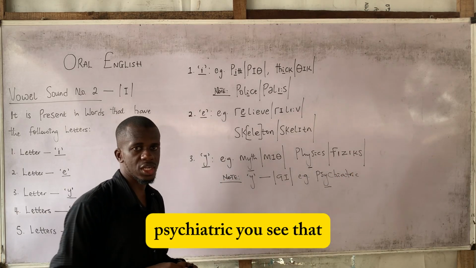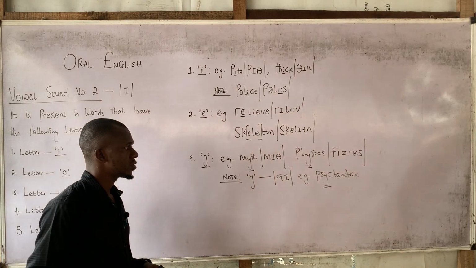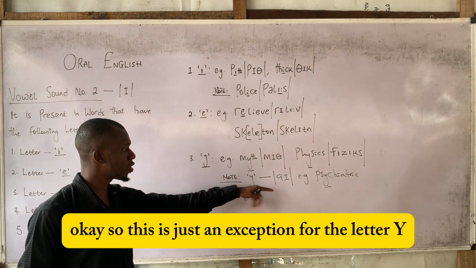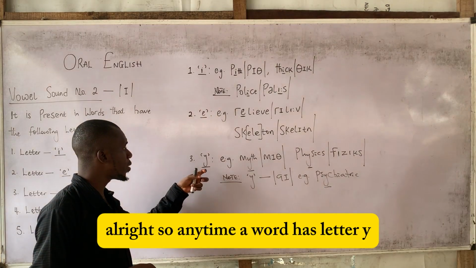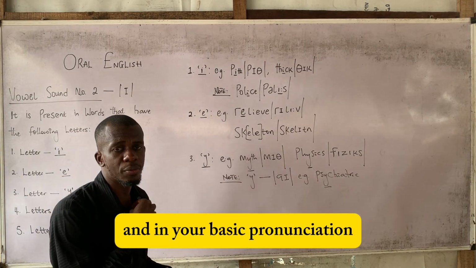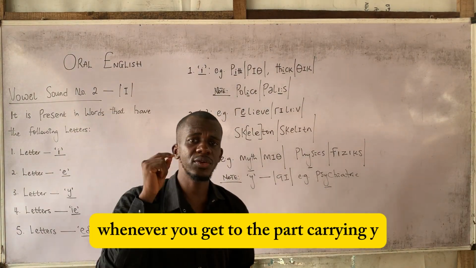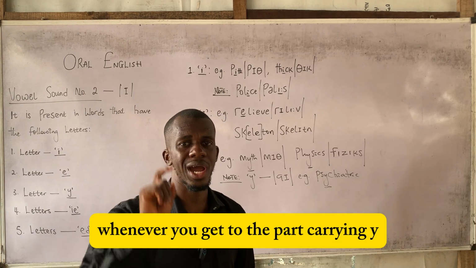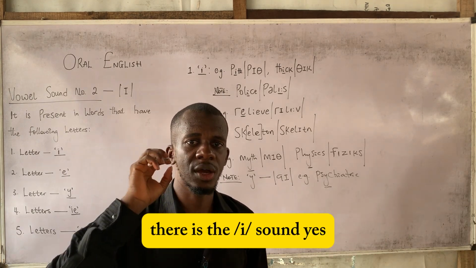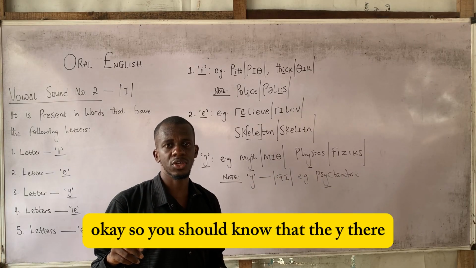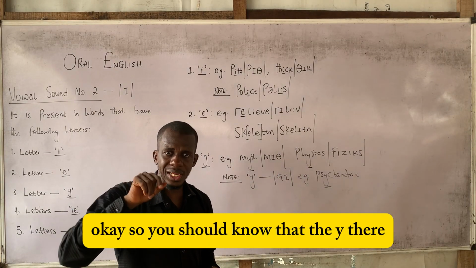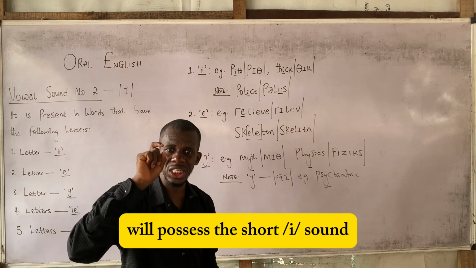Psychiatric. You see that? Excellent. Okay, so this is just an exception for the letter Y. Anytime a word has the letter Y, and in your basic pronunciation, whenever you get to the part carrying Y, there is the E sound. Yes, just like in me, physics. Okay, so you should know that the Y there possesses the short E sound.